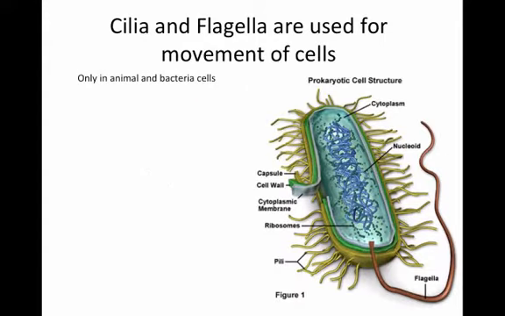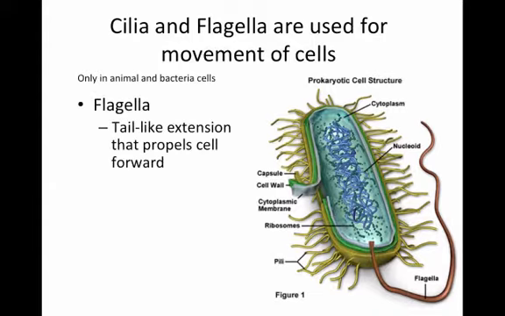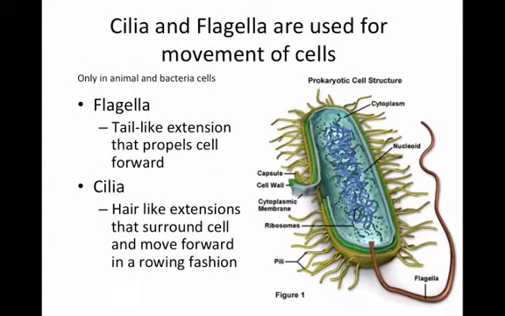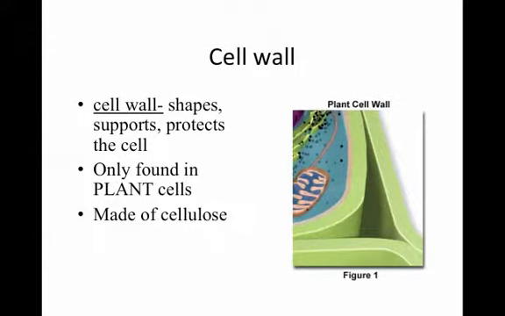Cilia and flagella are found on different types of cells, especially animal cells, and they are for movement. Flagella is usually a tail-like whip, and there may be one, two, or a few. Cilia are short and numerous and cover the cell and are for either moving the cell through water or moving food particles around the outside of the cell until they can enter the cell. Plant cells have a cell wall. The cell wall is made of cellulose, and it shapes, supports, and protects the cell.